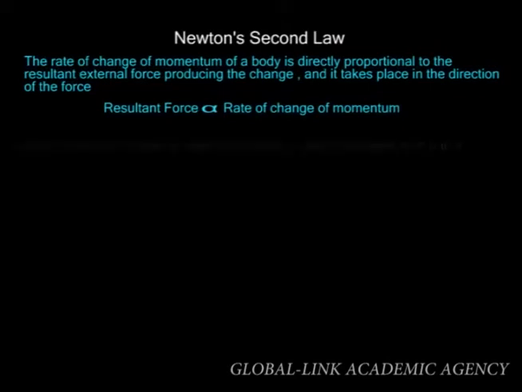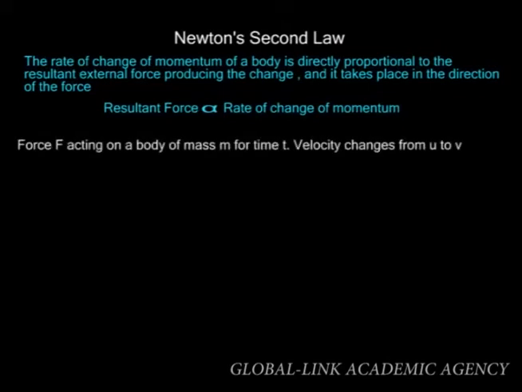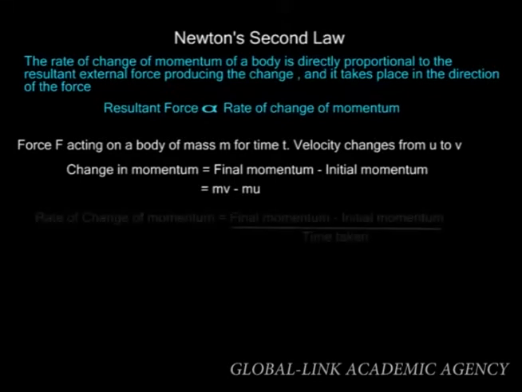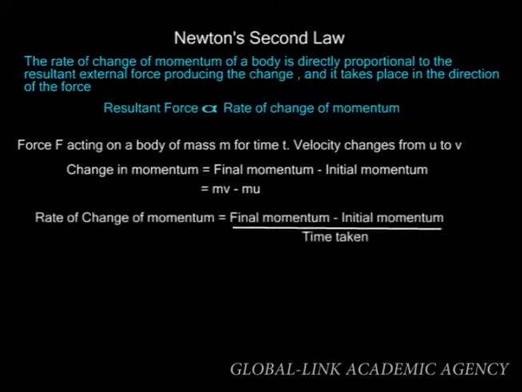Now, consider a force F acting on a body of mass m for a time t. If the velocity changes from u to v, then the change in momentum is equal to final momentum minus initial momentum, that is equal to mv minus mu. Therefore, the rate of change of momentum is given by change in momentum over time taken, that is equal to (mv minus mu) over t.